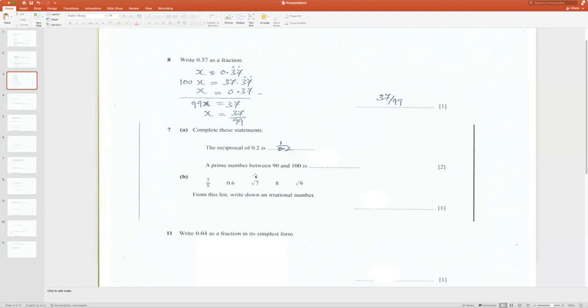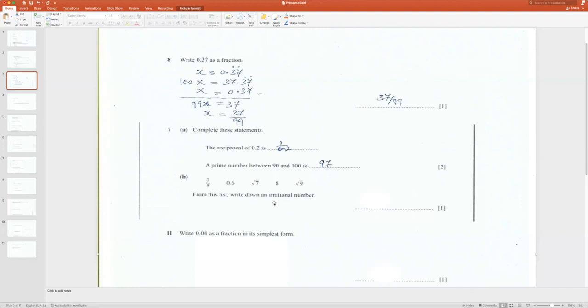A prime number between 90 and 100 is 97. 91 is not a prime number. 92, 93, 94, all having factors. 95 is having factors. 96 also having factors. Then the only prime number between 90 and 100 is 97.